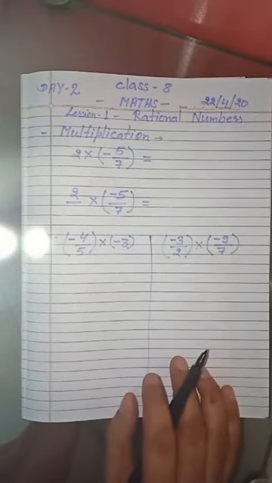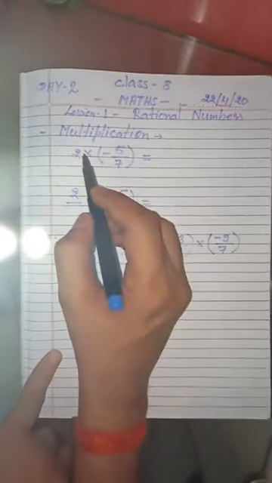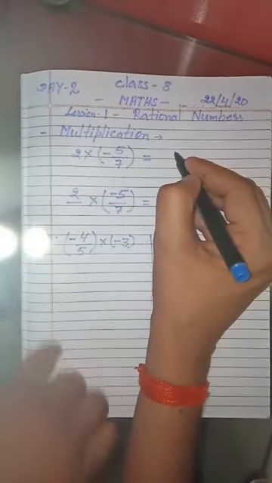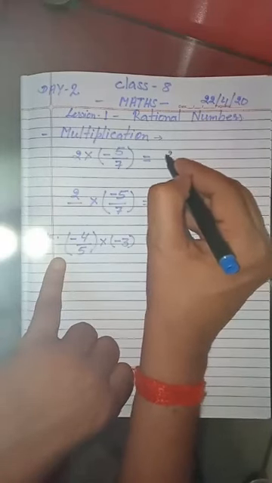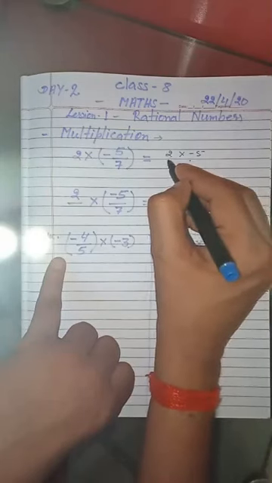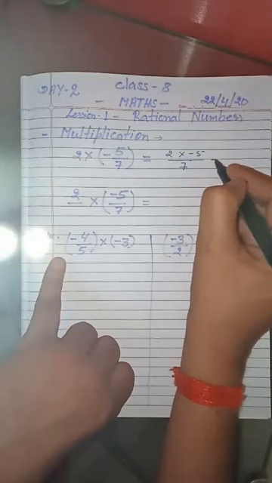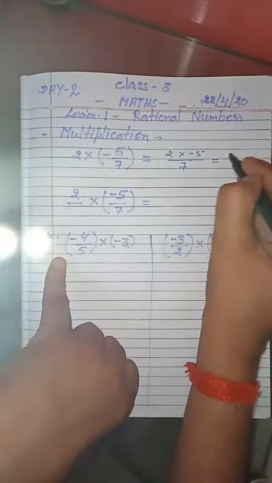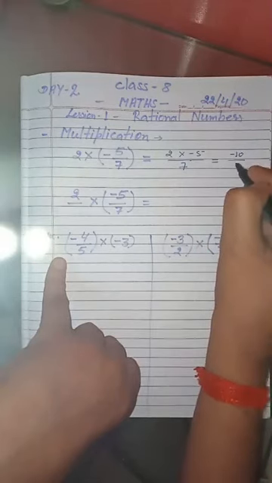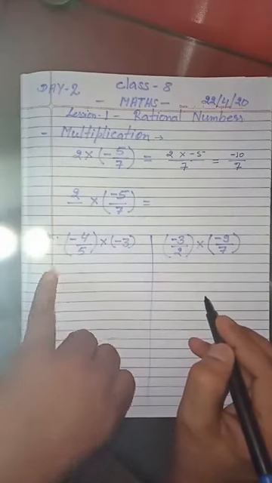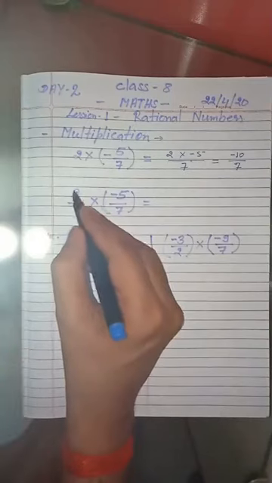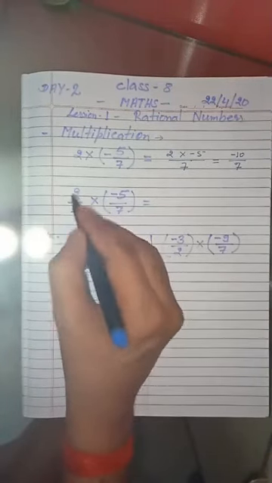The multiplication must be done numerator to numerator and denominator to denominator. So now we can say this is 2 multiplied with minus 5, divided by the denominator, because it is multiplication. Now 2 multiplied with minus 5 is equal to minus 10 divided by 7. This is the answer.